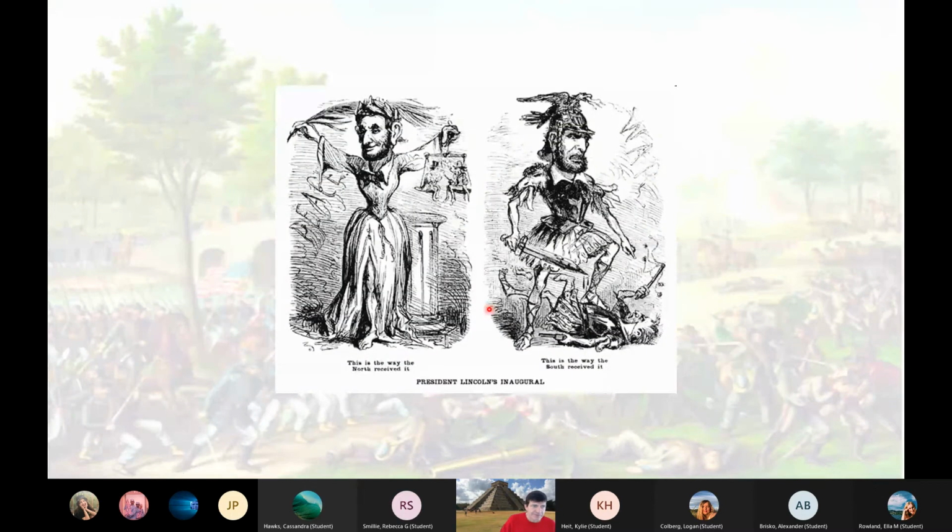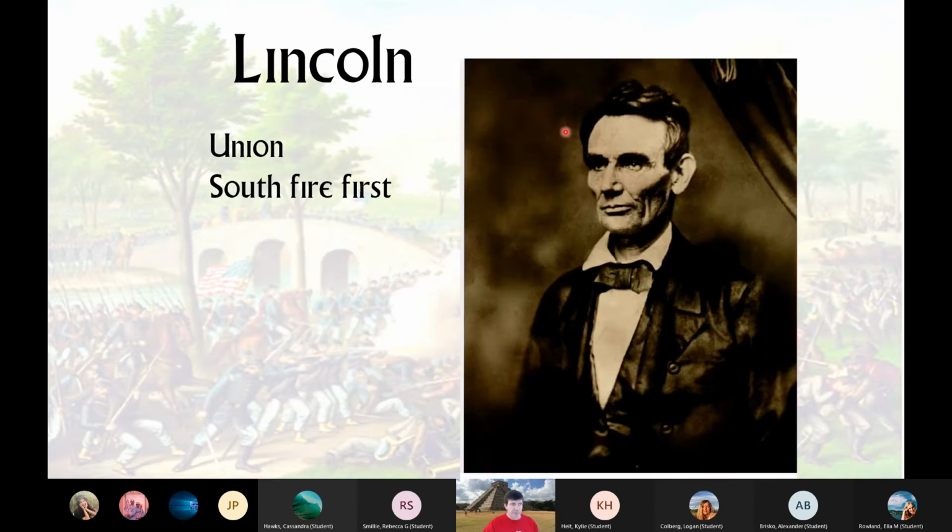And so here's two views of Lincoln's inauguration. It's a great cartoon. Lincoln is the way the North saw him. And so the North could say, Lincoln wants peace. Yet the South looks at Lincoln as the god of war. Good cartoon. And so there we get Lincoln. When he says it, Lincoln, Union, Union, Union. And the South must fire first. That is what we get, the main essence.